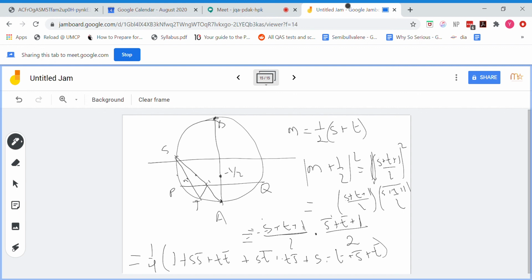And so S times S conjugate is equal to the magnitude of S squared, which is just 1. Same with T times T conjugate, this is 1. S times T conjugate is equal to S over T. Right, so let's replace this with 1, 1, 1, plus 1, plus, now this is S over T. T times S conjugate is T over S. S conjugate is 1 over S, and T conjugate is 1 over T.